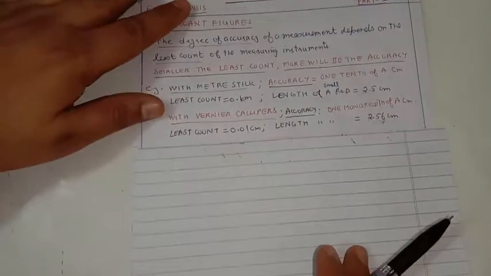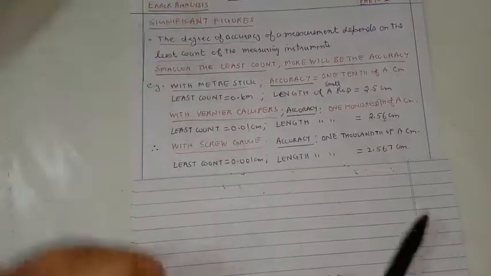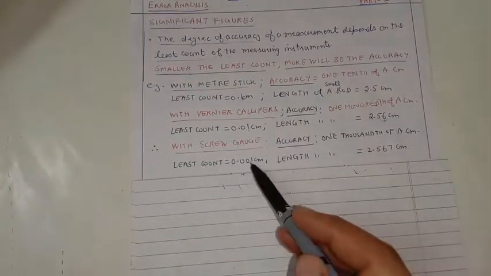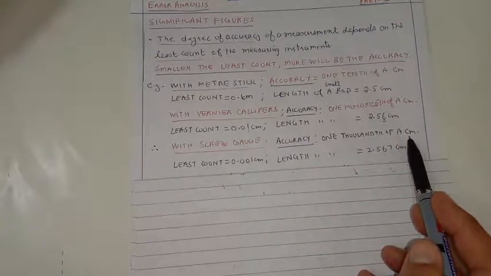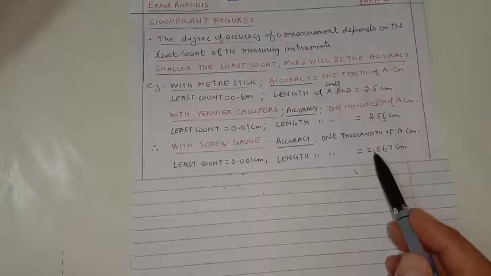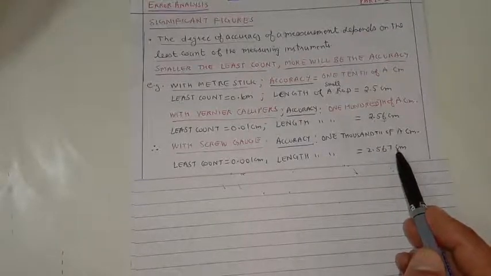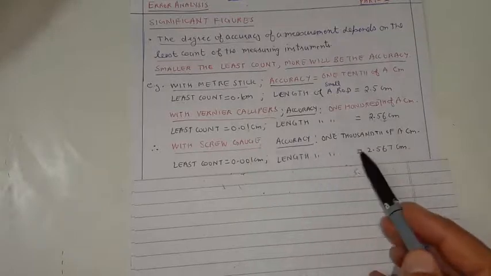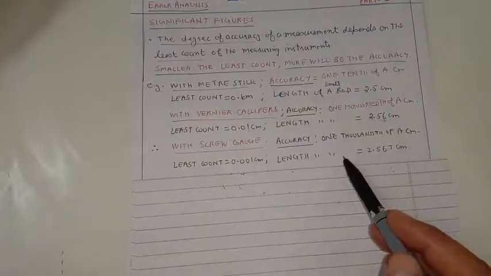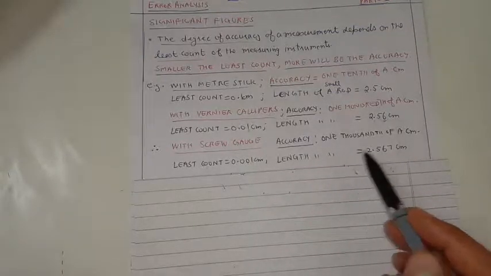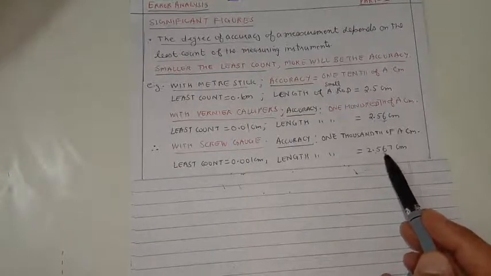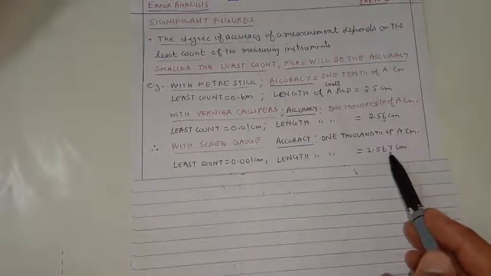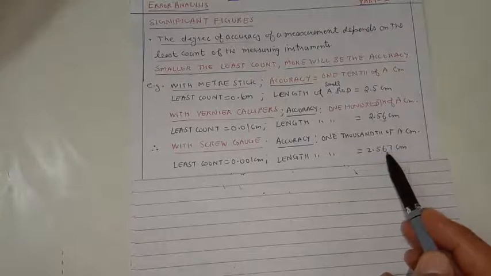In order to further increase the accuracy, if we take the help of the screw gauge, which has a least count of 0.001 centimeter, accuracy 1/1000th of a centimeter, then the length can be expressed as 2.56 centimeter. Again, if the screw gauge is given to different students to measure the same length of the rod, the students may come across values like 2.56 centimeter, 2.53 centimeter, 2.564 centimeter, 2.569 centimeter, 2.560 centimeter.